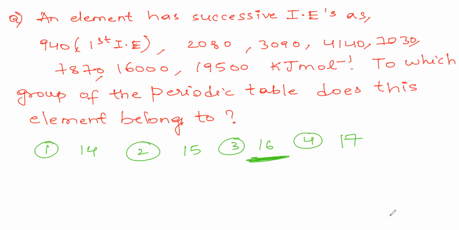So for removing the seventh electron in this case, it requires 16,000 kilojoules per mole, whereas removing the sixth electron takes only 7,870. So it has only 6 valence electrons. If an element has 6 valence electrons, its group number is 16. I hope it is clear now. Next question.